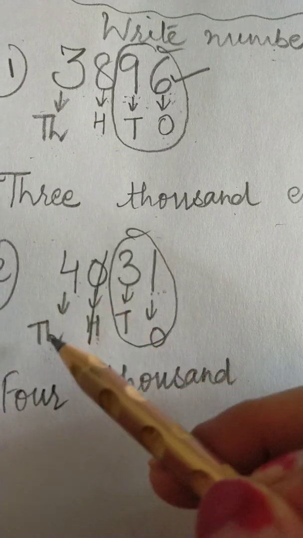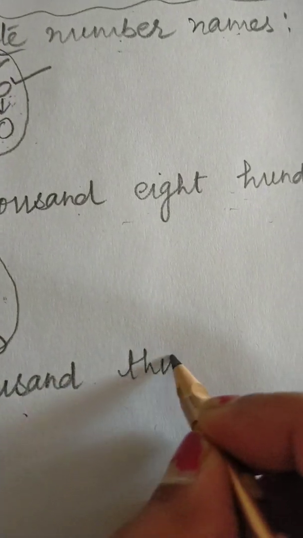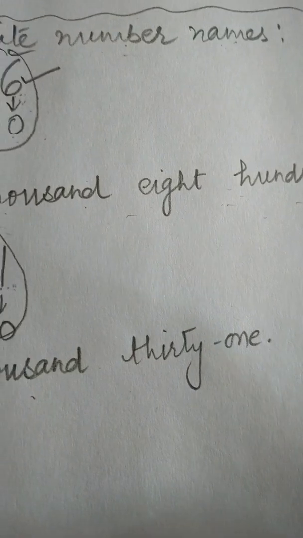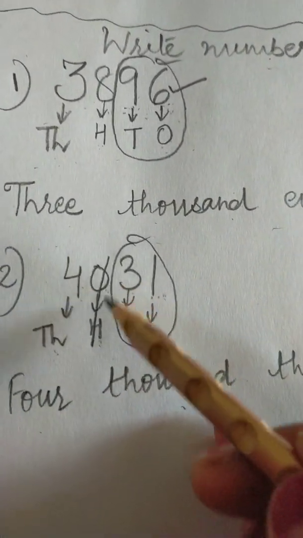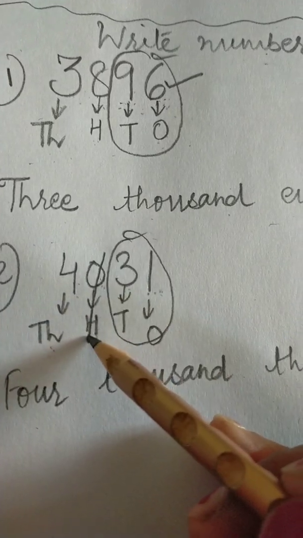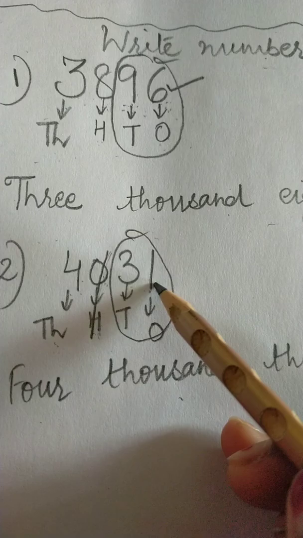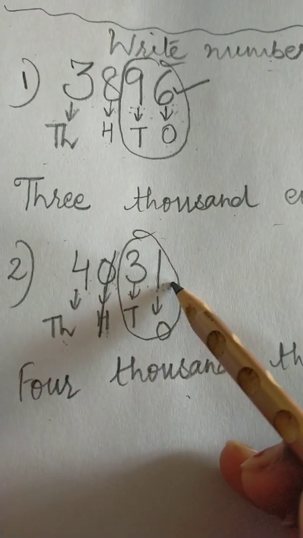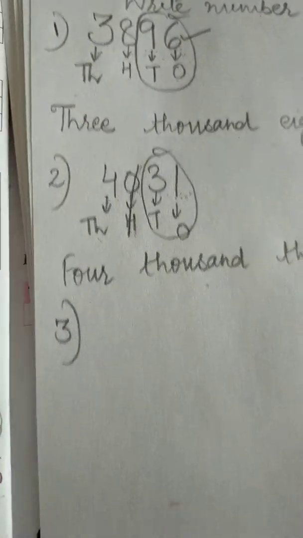We will write 4031. In the hundreds place 0 is there, so we will not write this, and we will also not speak this. When we speak this number, this is 4031. Now one more example for this.